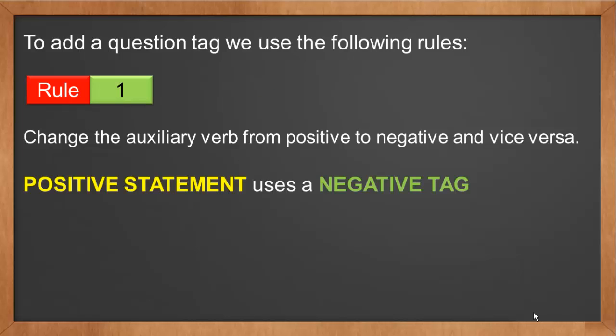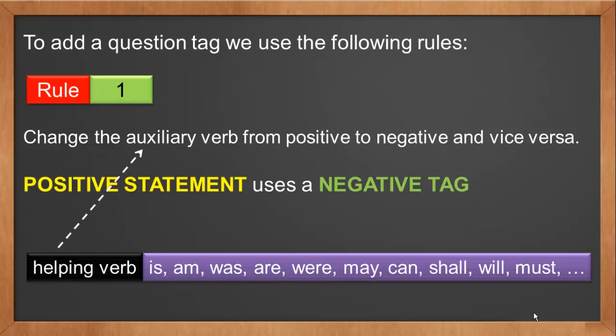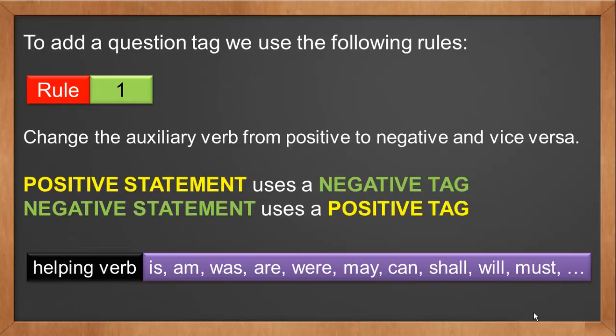To add a question tag, we use the following rules. Rule number 1. Change the auxiliary verb from positive to negative and vice versa, that is from negative to positive. For example, a positive statement uses a negative tag. Auxiliary verbs are helping verbs. For example, is, am, was, are, were, may, can, shall, will, must. All these are helping verbs or auxiliary verbs. And similarly, a negative statement uses a positive tag.